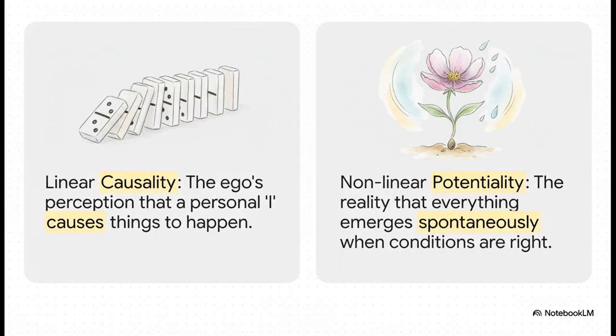And this leads to a huge, mind-bending shift in perspective. Our normal, everyday view of the world is all about causality. A causes B, which causes C. But from a higher level of consciousness, the world is seen as the spontaneous emergence of potentiality. Things don't really cause other things to happen, they just emerge when the conditions are right. Kind of like a flower doesn't force itself to bloom, it just blooms.